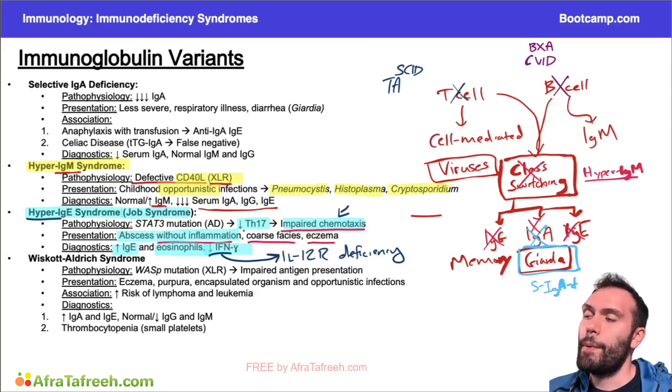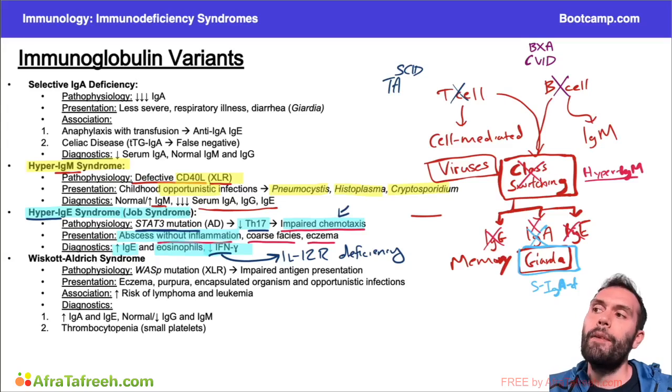Okay, and this is all, again, remember, because I have low T helper 17 cells. And why does this occur? This occurs because there's a STAT3 mutation. Now, STAT3 is one of those genes that's going to help regulate cell growth.